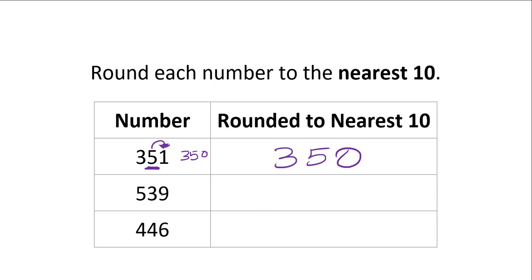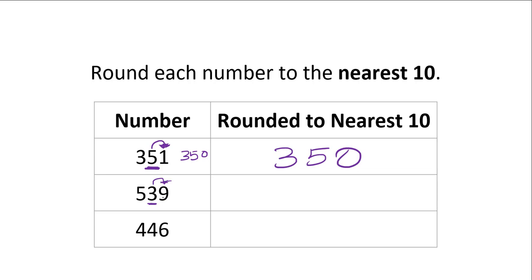How about 539 rounded to the nearest 10? Okay, we underline the digit in the tens place. That's simple. Then we look next door. If it's 5 or more, then the digit that's underlined will increase by 1. Really simple, right? Oh yeah, it is 5 or more. It's actually a big number. It's really the biggest number that we can get.